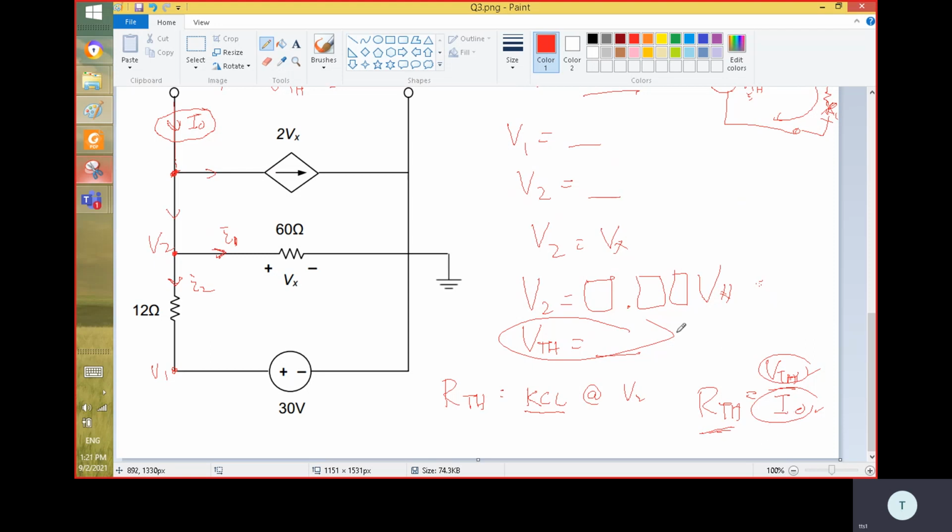Okay, you have to try this one. It's a bit tricky. All right, that's all for Q3.